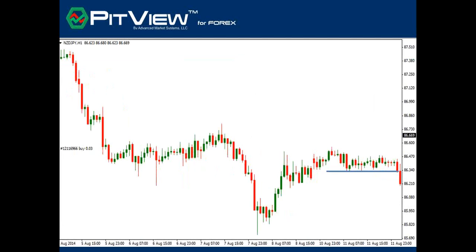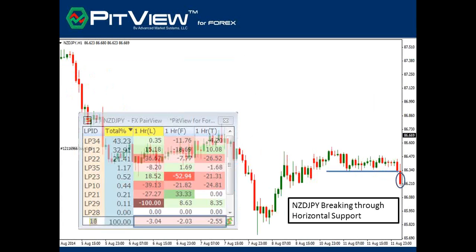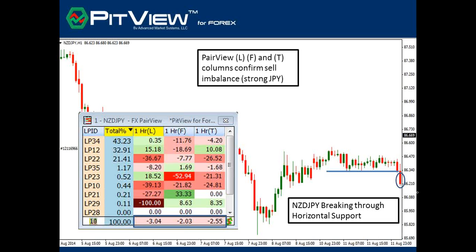So now let's look at this. This was an actual trade that we looked at. It's breaking through horizontal support, and this is what PitView shows. At the time that it breaks through support, you see that it's red in all categories. It's red under leading, under following, and under totals. So it's still showing a large sell imbalance on the 1-hour charts on each of those 3 methods, on each of those 3 columns, I should say.